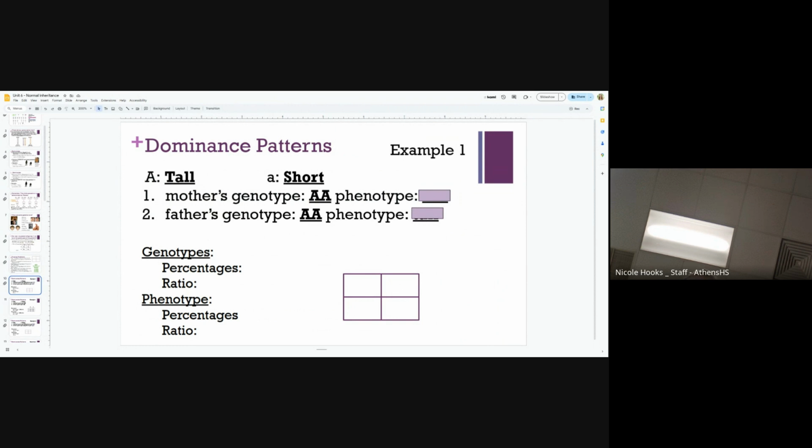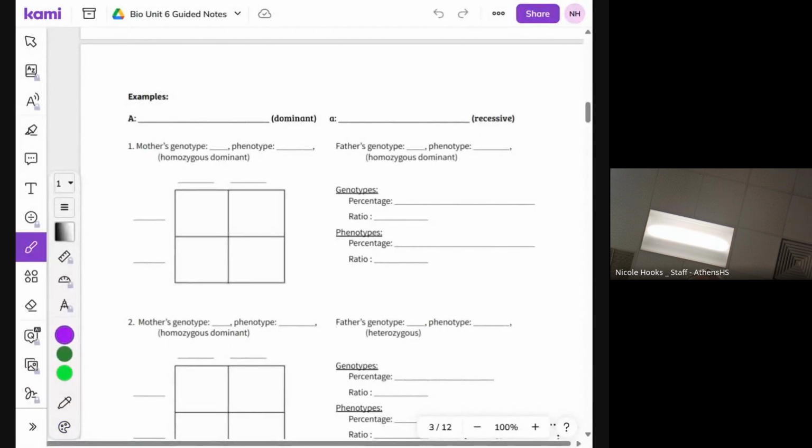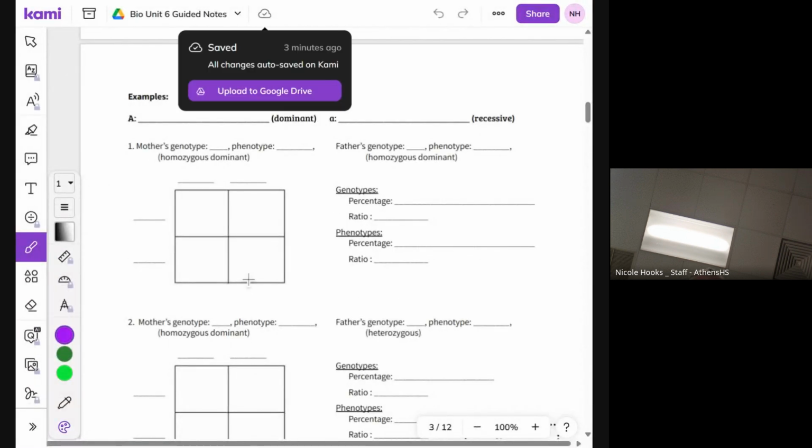Let me share this tab instead. Make sure that you guys can see that. Perfect.